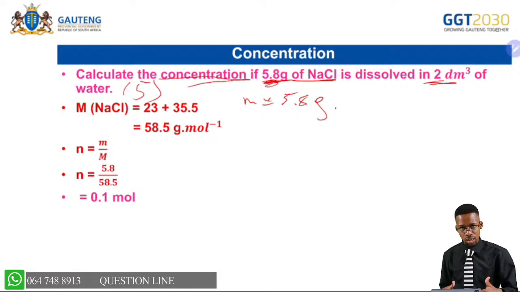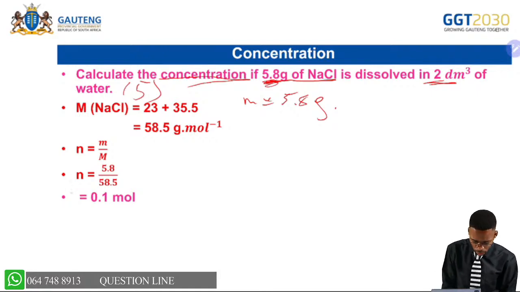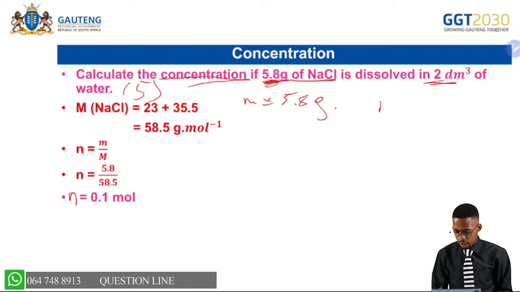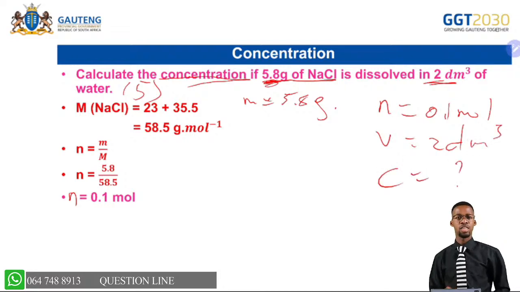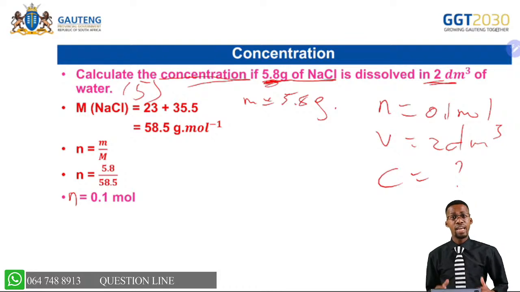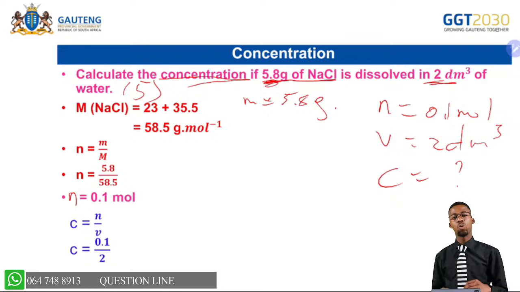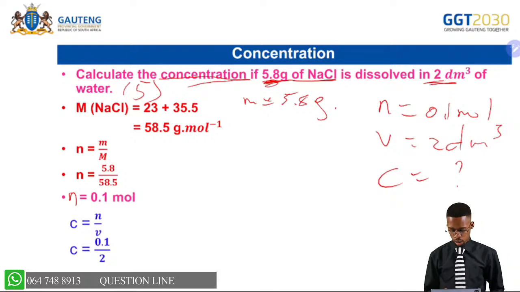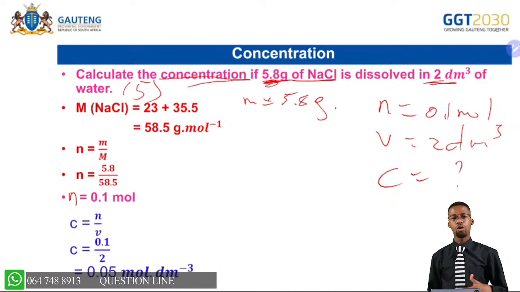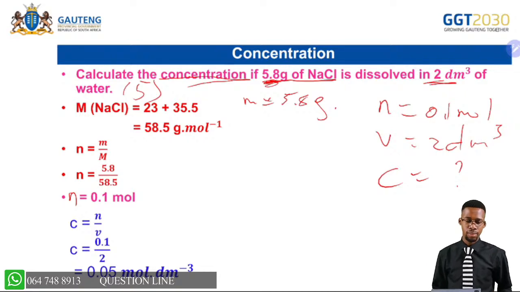So what are our number of moles? It's 0.1. So now we have the number of moles and we have the volume. We have the number of moles, 0.1 mole. We have the volume, which is 2 decimeter cube. So we can find concentration. We can get concentration by using the formula. Concentration is equal to number of moles divided by what? By the volume. And you substitute 0.1 divided by 2. And what's going to be our concentration? 0.05 mole per decimeter cube.